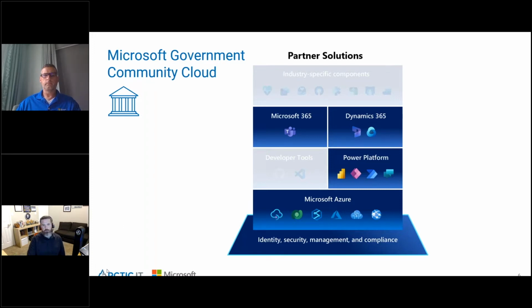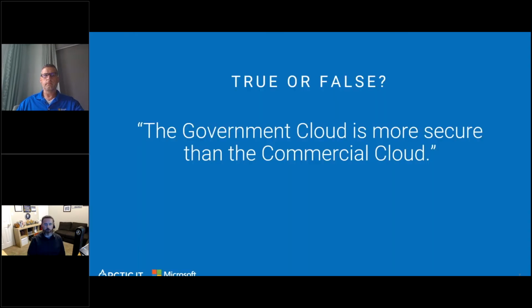And as I engage Bill about the Government Community Cloud, I have a question for you, Bill. I've heard this a number of times, and even might have said it once or twice myself before I understood everything. And truly, is the Microsoft Government Community Cloud more secure than the commercial cloud? Absolutely not. It's more compliant. So the difference between our clouds is solely based on compliance.